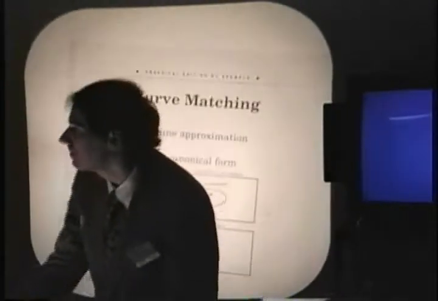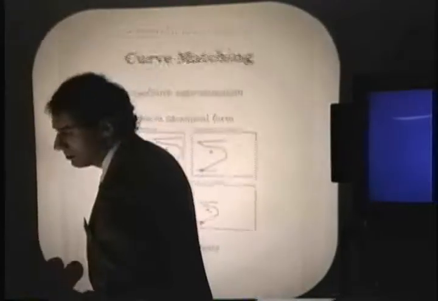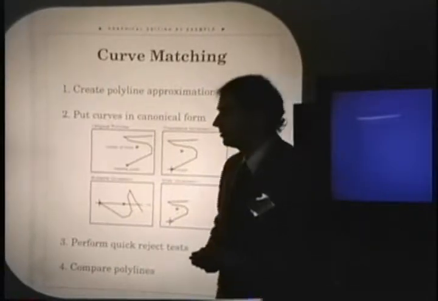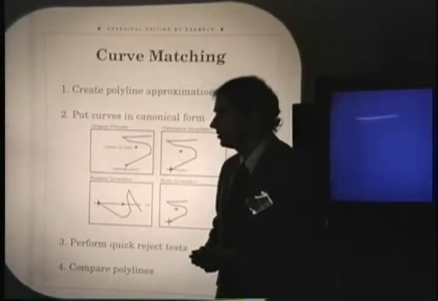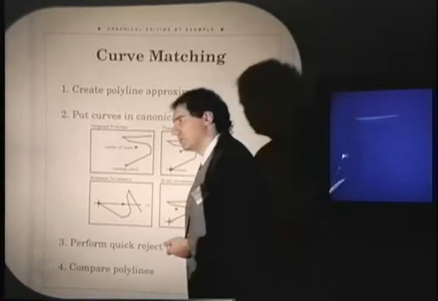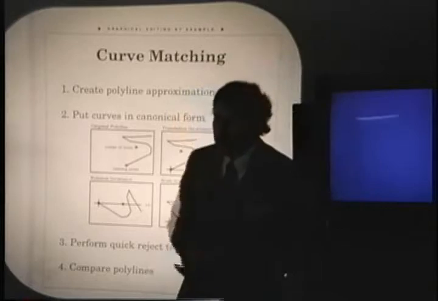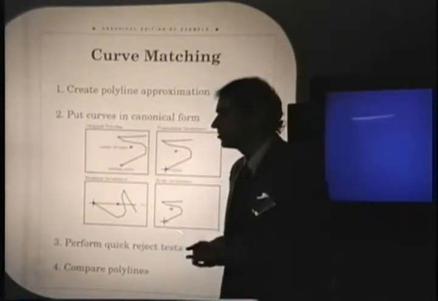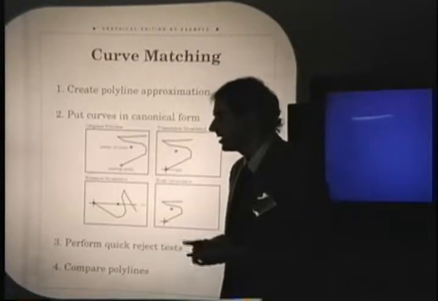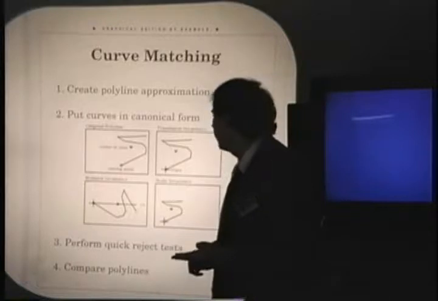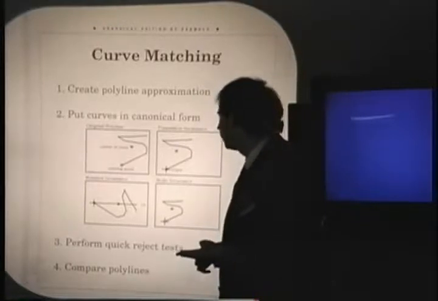Question? Yeah. Did you do any experiments on the discrimination power of different tests, or is the maximum distance to center of mass as good as you can get? You're talking about in the third step, the quick reject test. Well, there are actually three different tests that we use. One is maximum distance to center of mass. The other one is arc length, and I forget what the third one is offhand. And these work fairly well.